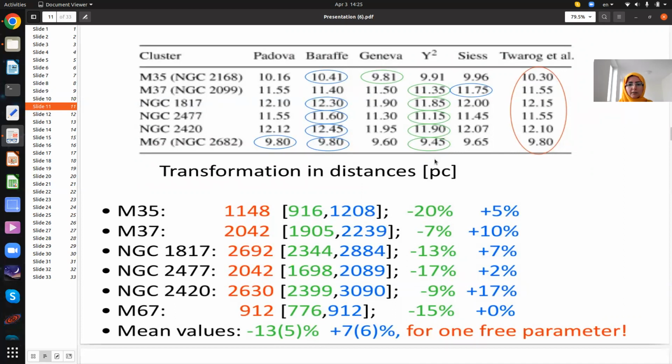But we can say it is the transformation in distances, which is in parsec. And for Barafe, you see the numbers are so similar to here. And the mean value is minus 13% plus 7% for Barafe and Y et al., for 1 free parameter, which is distance modulus. And you see the number of them.